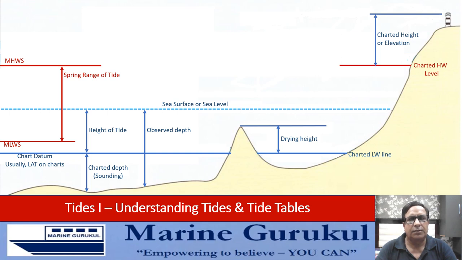Now we insert mean high water neaps and mean low water neaps in this diagram. Here is mean low water neaps level. This is mean high water neaps level. This represents then the neap range of tide. You can see here very clearly that the neap range is much lesser than the spring range.